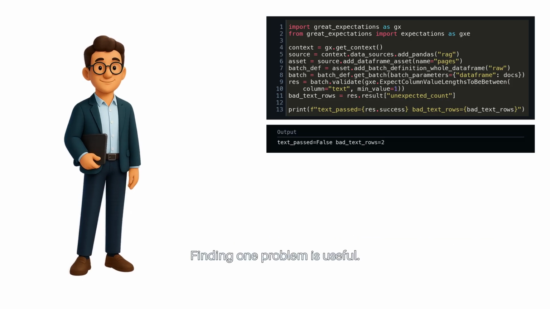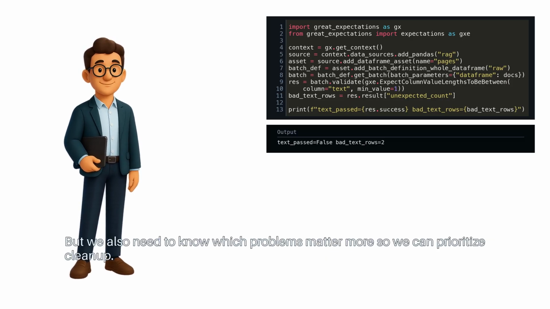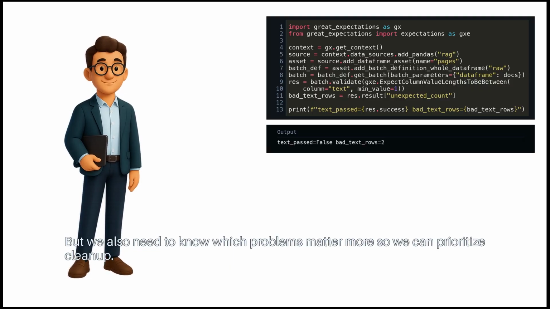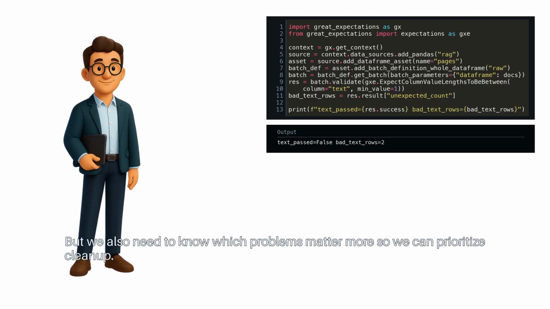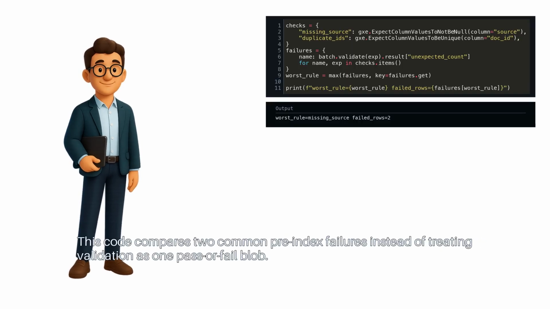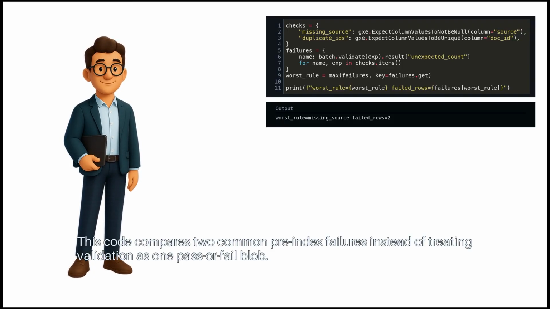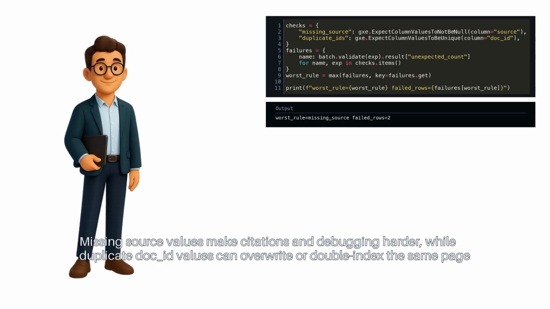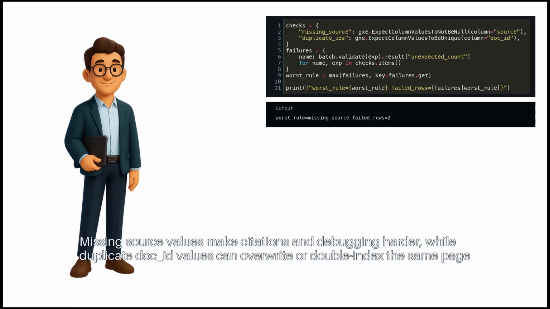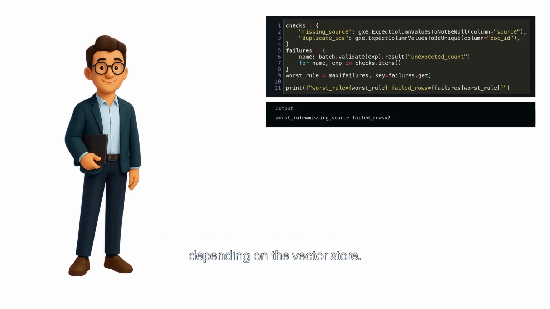Finding one problem is useful, but we also need to know which problems matter more so we can prioritize cleanup. This code compares 2 common pre-index failures instead of treating validation as one pass or fail blob. Missing source values make citations and debugging harder, while duplicate doc ID values can overwrite or double index the same page, depending on the vector store.